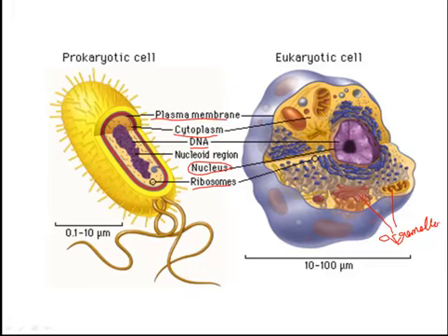Okay, so prokaryotes, the only cell parts that they have are the DNA and the ribosomes. So they can make proteins, but that's about all they need to do. Eukaryotic cells are much larger, much more complex than a prokaryotic cell because they have a lot more going on within them.